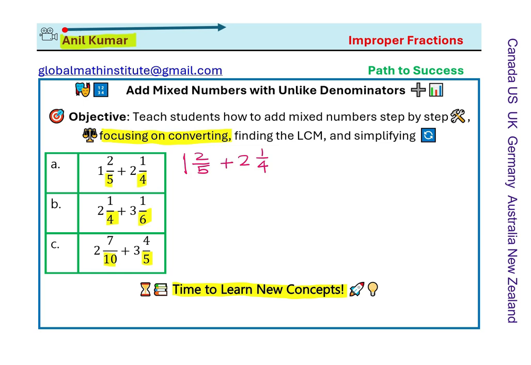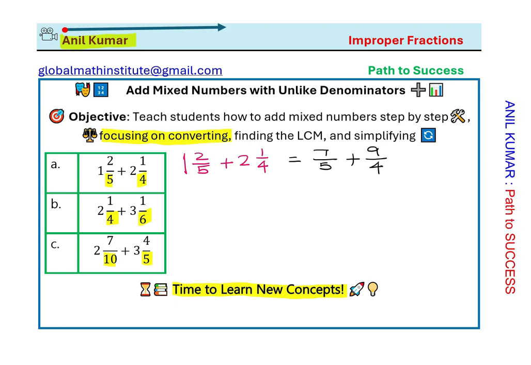So now this can be written as 1 times 5 plus 2, which is 7 over 5. 4 times 2, 8 plus 1, 9 over 4. Whenever you're working with mixed numbers, this is the first exercise. So I hope you're very familiar with this. Basically, multiply 1 with the denominator 5 and then add 2. You get 7. 4 times 2, 8 and 1, 9.